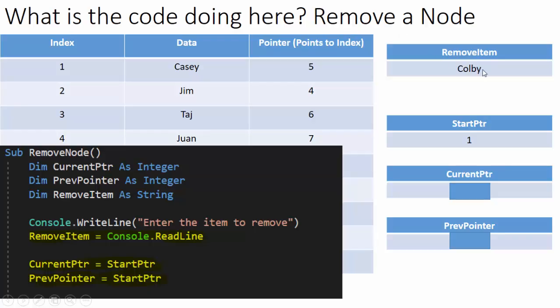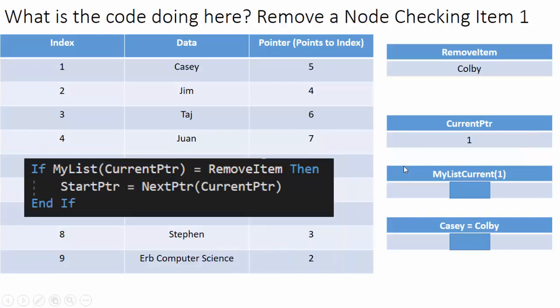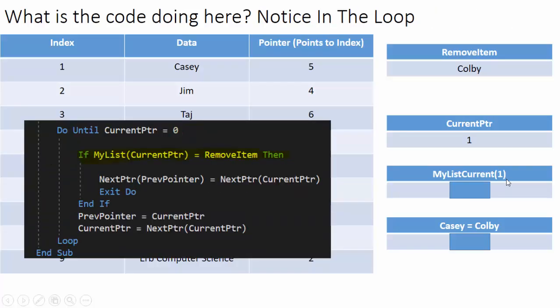Now the remove item, we typed in Colby, that's who we're removing, and then we simply update our current pointer and previous pointer to the value of the start pointer. So we take our start pointer value 1, we load it in the current pointer, and we do the same thing with the previous pointer. Very similar to what we did in our add a node code. Then we run into our first if statement, checking item 1. We look to see if my list current pointer equals remove item. My list current is 1, and is Casey equal to Colby? That is false, so we move on and check the next item in the list.